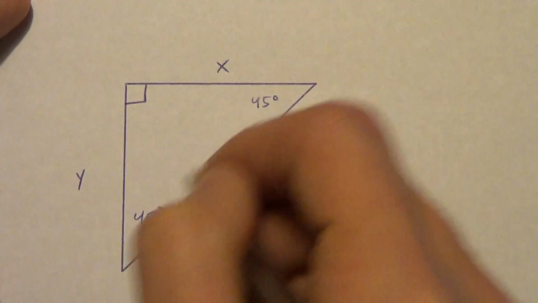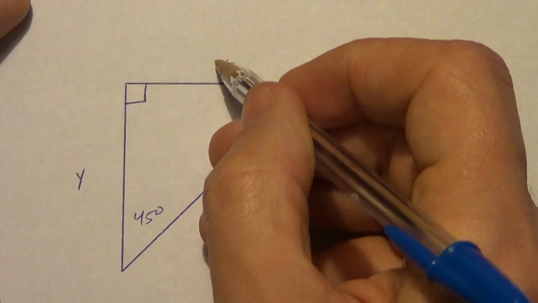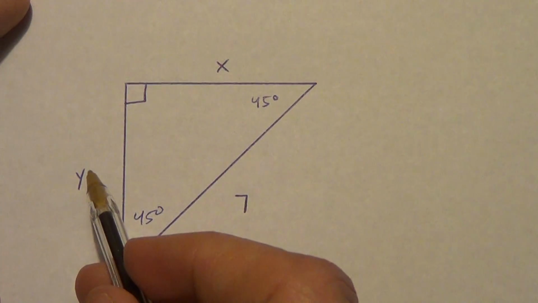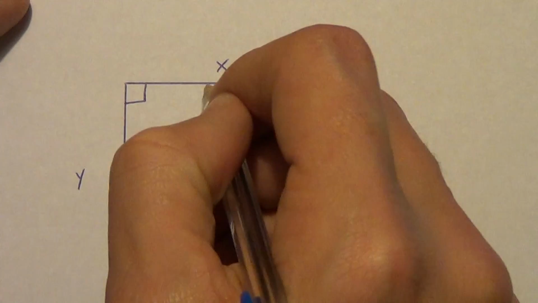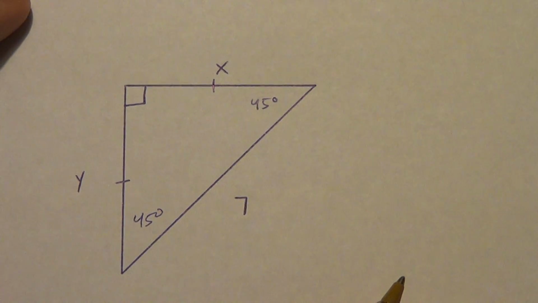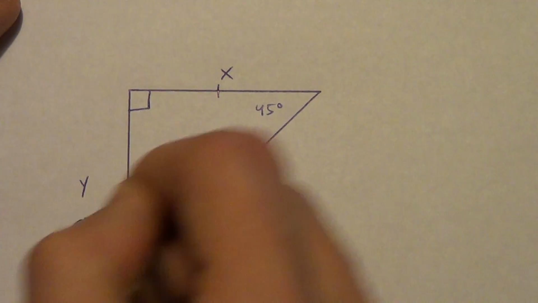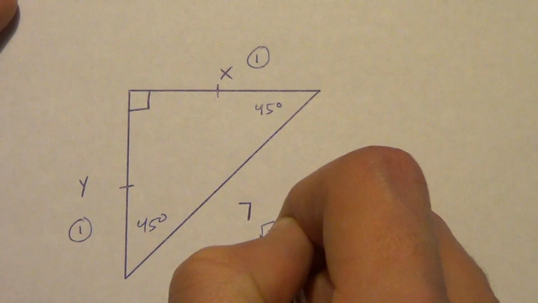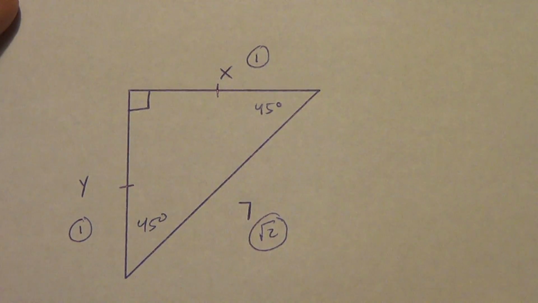That means equal angles have sides across from them, x and y, that have to be congruent. So as long as I solve for one of them, I know both of them. I know that 45, 45, 90 triangles have 1, 1, and root 2 for their ratios. So we are going to set up a proportion.